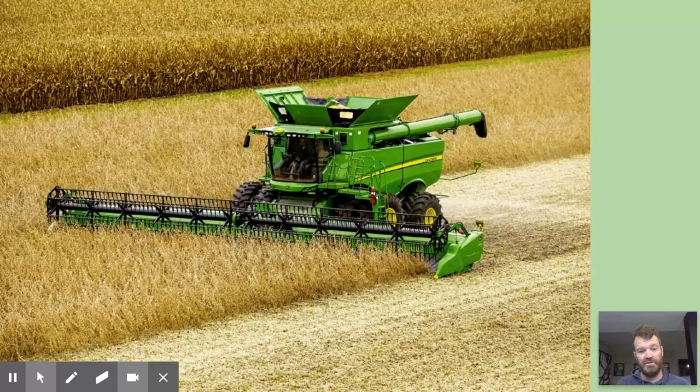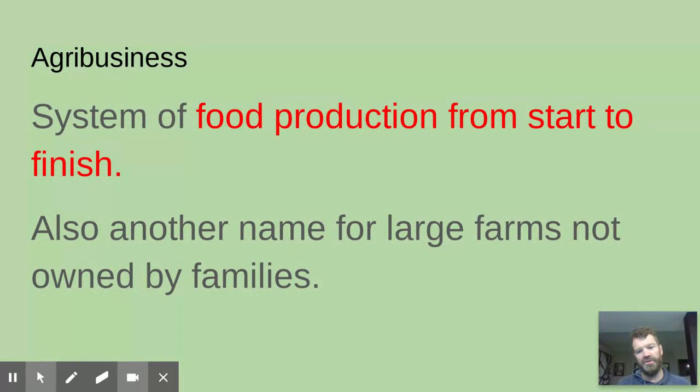All right, so agribusiness comes out of this. This is a good picture of agribusiness, right? That costs a lot of money. So food production goes from start to finish. This is another name for large farms that aren't owned by families. This is a corporation, and sometimes a family will form a corporation and they'll have an enormous amount of land. And they literally take this food from beginning to end, right?